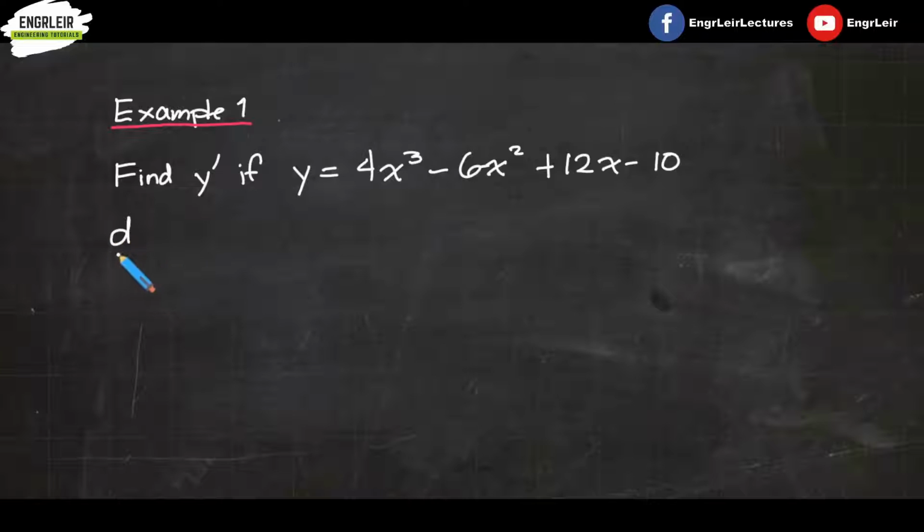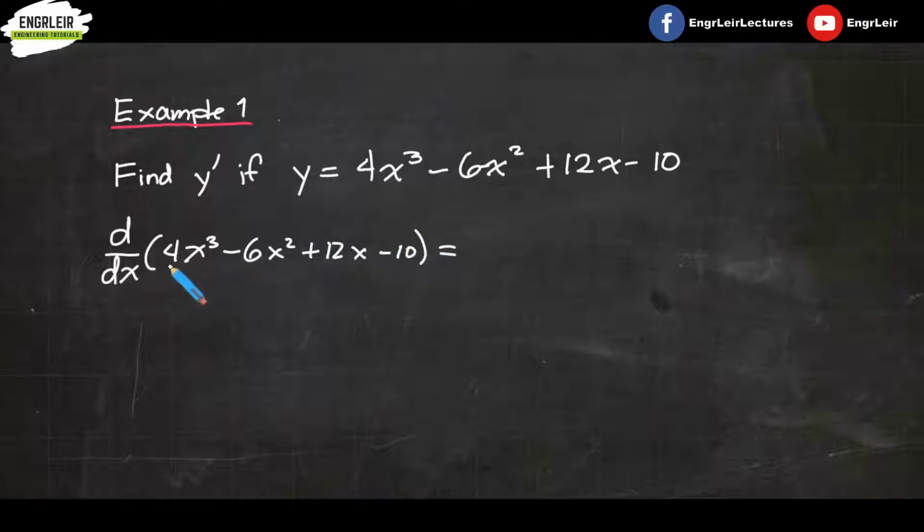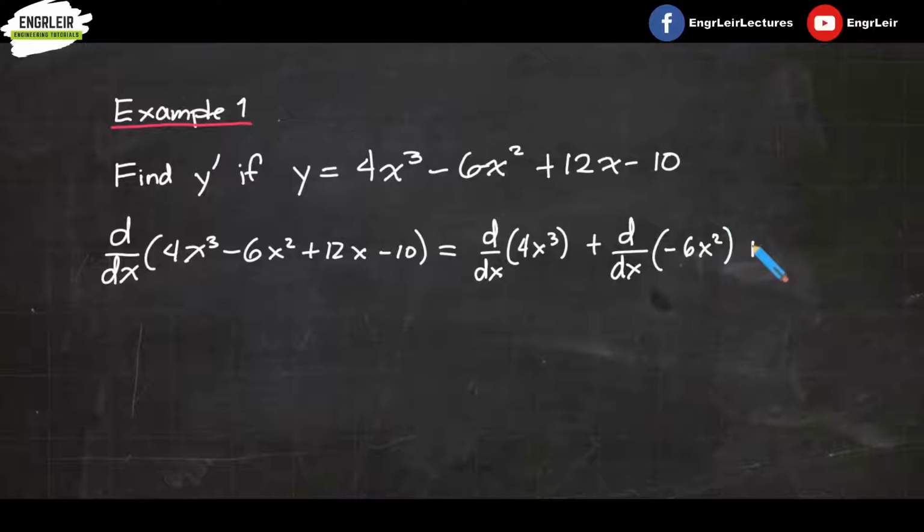So if I want to get the derivative of this function, the first step I can do is distribute the derivative. So, instead of getting the derivative of the whole expression or the whole function, I'll take the derivative of its basic parts. So, we have the derivative of 4x cubed, okay? And then this is negative 6x squared. So, let's add the derivative of negative 6x squared plus the derivative of 12x plus the derivative of negative 10.